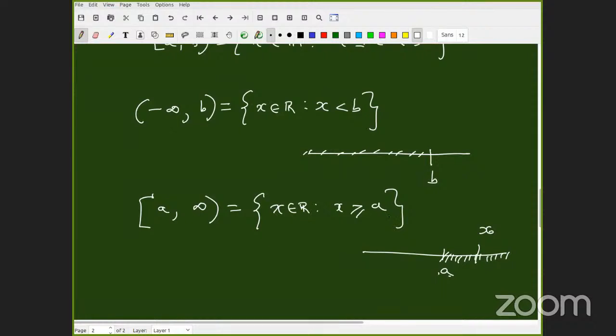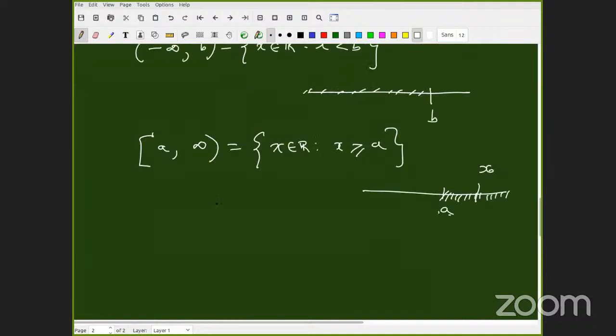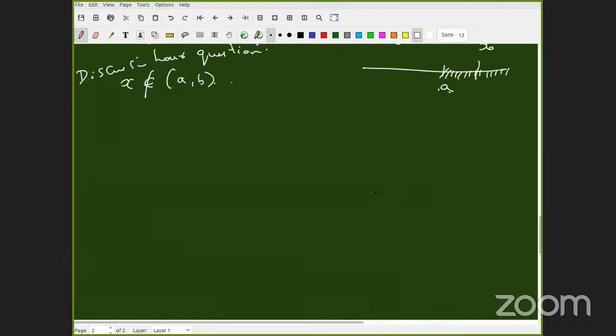Go back to the discussion hour. Discuss a lot of questions. What does it mean to say x does not belong to an open interval? See, this is a discussion hour question. Do other examples also. Okay, like this. Now let's go on.